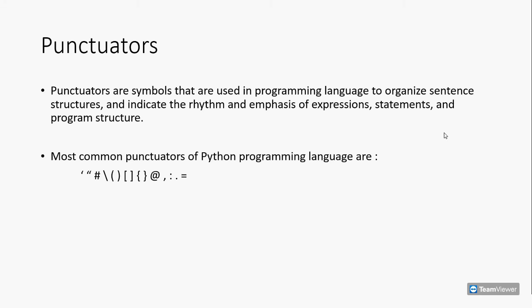Now we have the punctuators. Punctuators are the symbols that are used in programming language to organize sentence structures and indicate the rhythm and emphasis of expressions, statements, and program structure. Now we have the most common punctuators of Python programming language, which are single quote, double quotes, pound sign, slash, starting round bracket, closing round bracket, starting square bracket, closing square bracket, starting curly bracket, ending curly bracket, at the rate, comma, colon, dot, equal to.